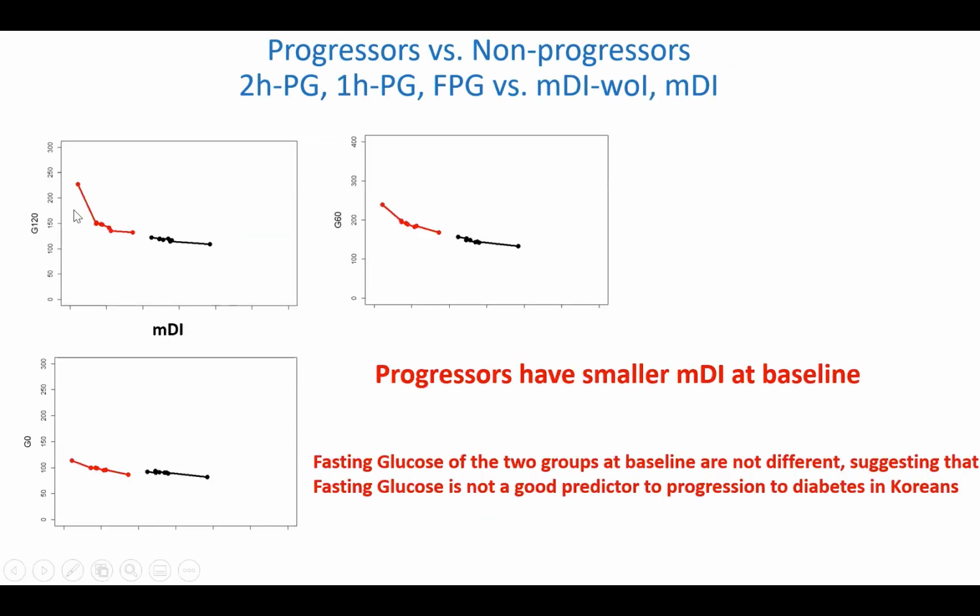Now we see 2-hour glucose and 1-hour glucose. Same pattern in 2-hour glucose, and their baseline MDI is different between progress and non-progress. Same for 1-hour glucose, same for fasting glucose. But here, the baseline values of fasting glucose between the two groups are not that different. They are not significantly different, which means fasting glucose is not a good predictor of diabetes progression in the Korean population.